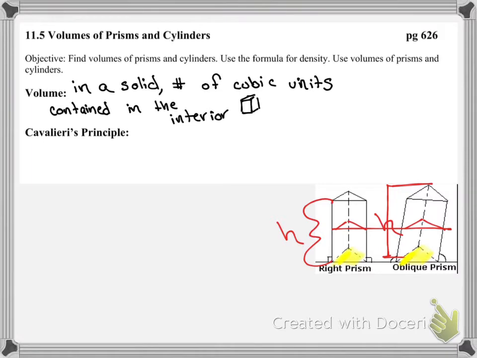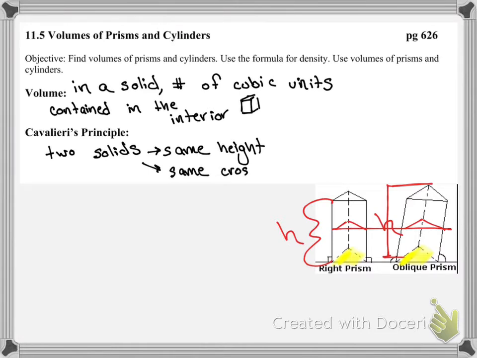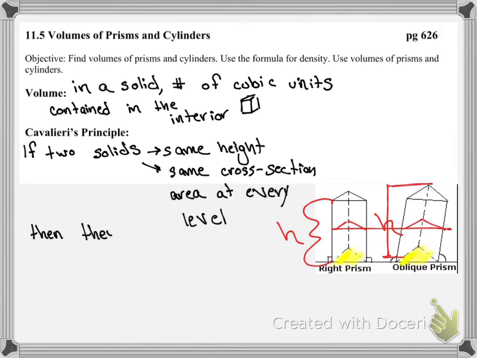So if I have two solids with the same height, and if they have the same cross-section area at every level, okay, we'll do it in an if. If two solids have the same height and the same cross-section area at every level, then they have the same volume.